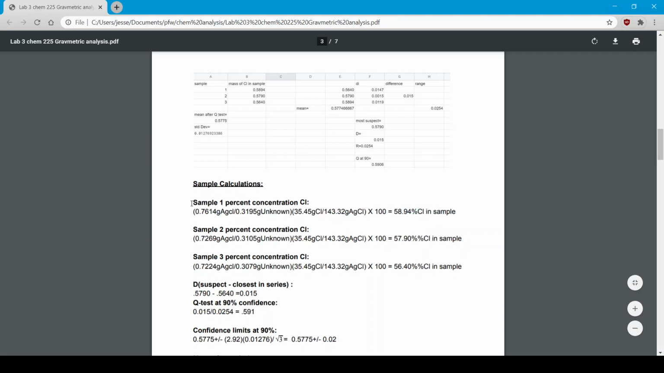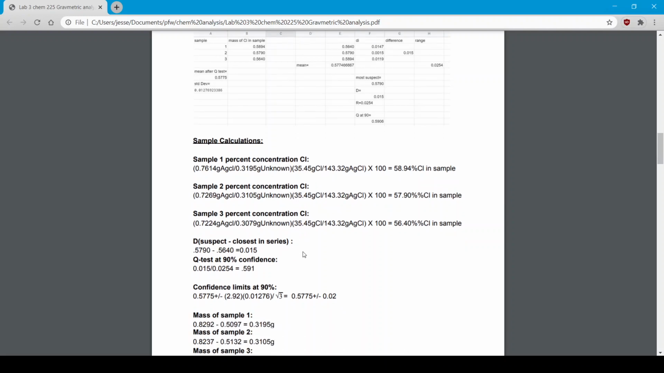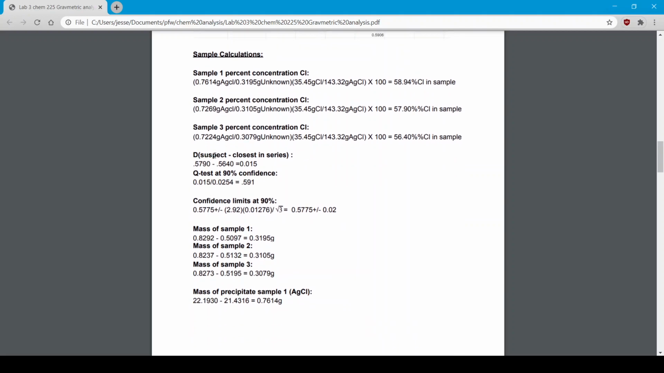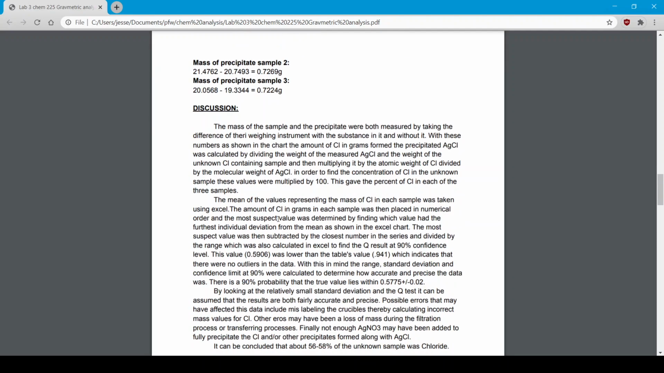So basically what I did was I showed exactly how on my previous table I got this value, and I showed my work. And once again, you always want to show your work so that anybody who's above you or reviewing your work can tell you what you might have done wrong or ask you any questions on why you've decided to make certain decisions. So now we have the same thing for all these: how I got the suspect and the Q-test value, the confidence limit, and how I got the mass of the precipitate.